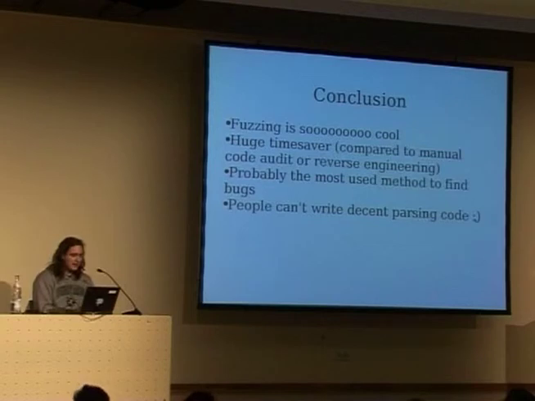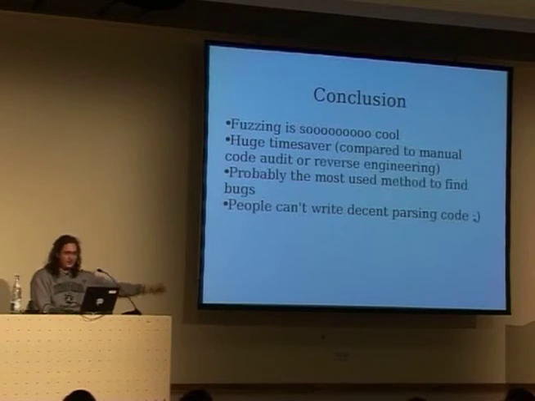I spent about the last 2 years doing an unhealthy amount of code auditing, and then I discovered fuzzing. It was like a whole new world opened for me. So you can find a lot of cool things in a short period of time with fuzzing, where it would otherwise take you days or weeks or months or even years when doing code audits. And fuzzing is probably the most widely used method of finding bugs these days. And of course, the final conclusion, the coolest one, is that people cannot write decent parsing code.